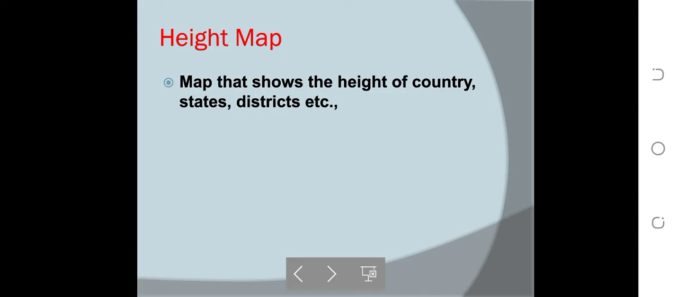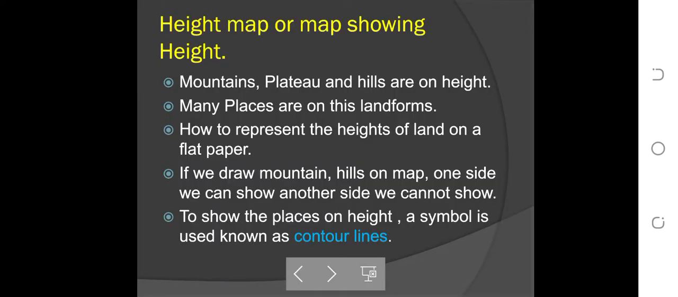How is this map prepared? What are the symbols used on this map? Height map, or map showing height. You know, mountains, plateaus and hills are high. Many places are there on this landform. How to represent the heights of land on a flat paper? We cannot draw mountains; we will locate the places, and we can show the height of different places.